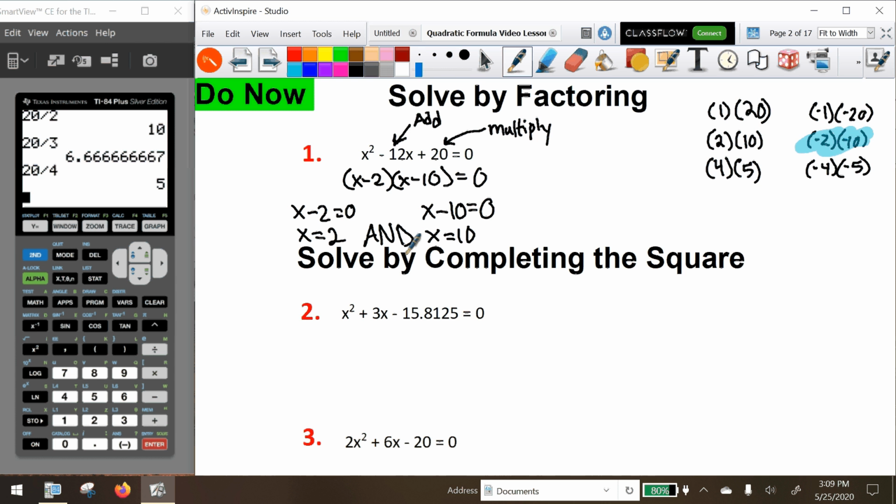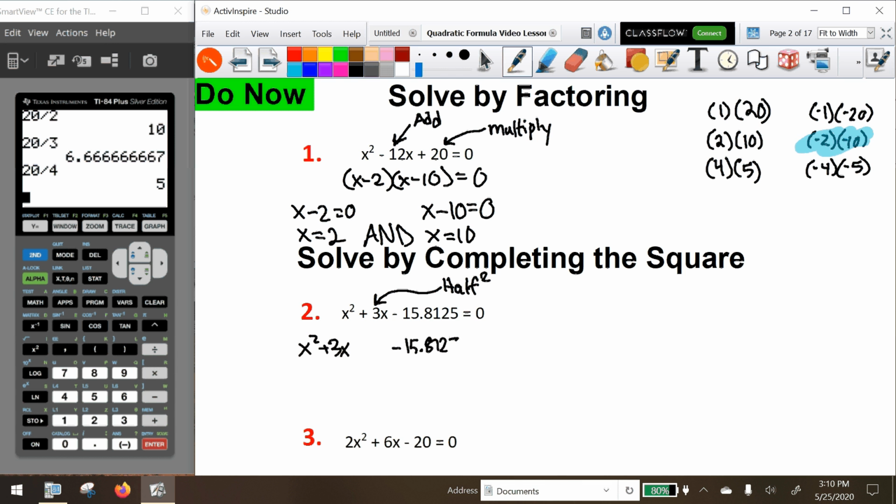All right, let's do another example. This one has a decimal, and we're not going to be able to factor that like we just did the first problem, but we can use what's called completing the square. x squared plus 3x minus 15.8125. In order to complete the square, we always start the same way. We take half of the x coefficient, we square that, and we add it on both sides of the equal sign. So half of 3 is 1.5.